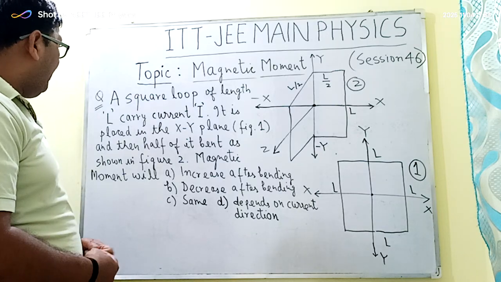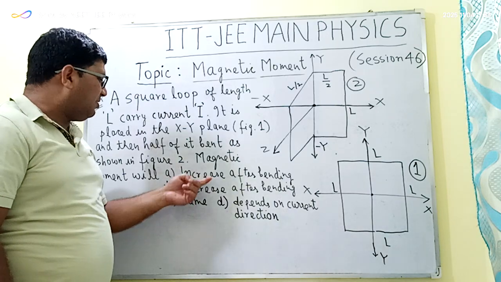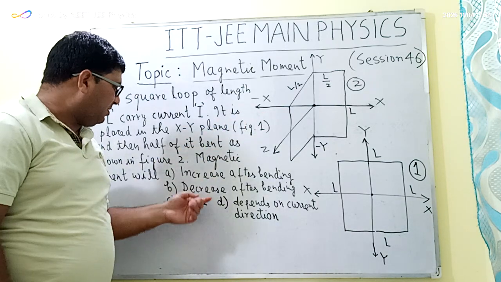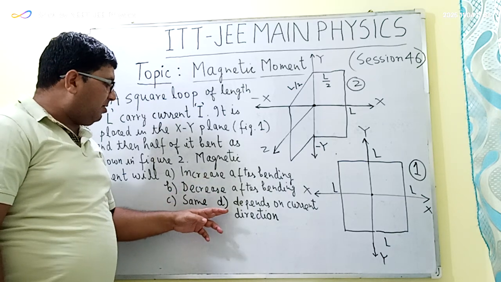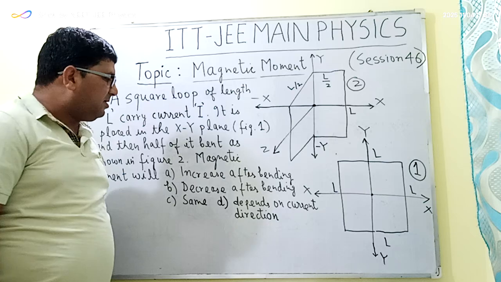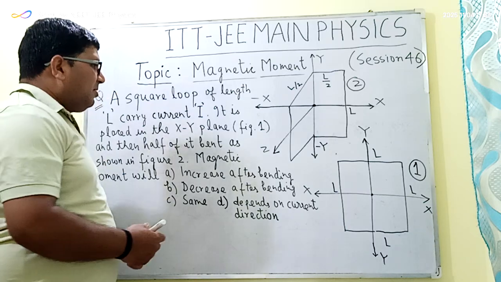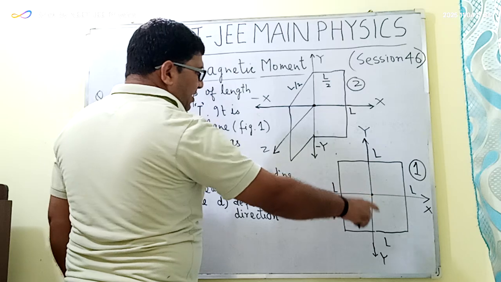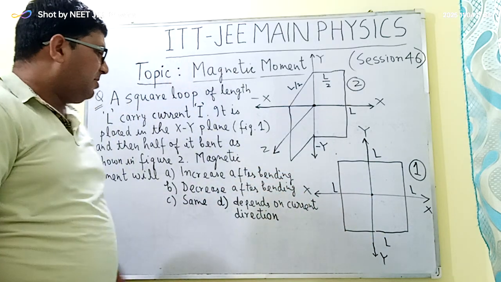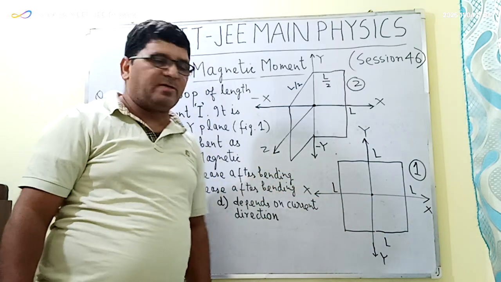So for the magnetic moment there are 4 options here. It will increase after the bending of the square loop, or it will decrease after the bending, or it will remain the same, or it will depend on the direction of the current. So here we will first of all calculate the magnetic moment of this square loop which is lying in the XY plane.